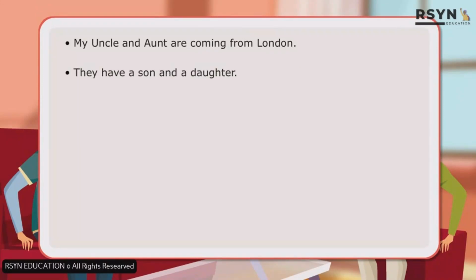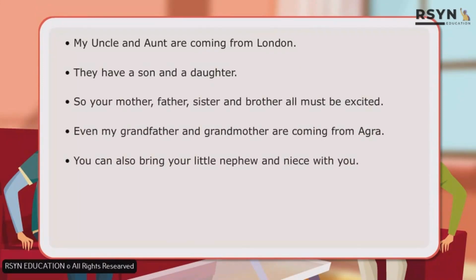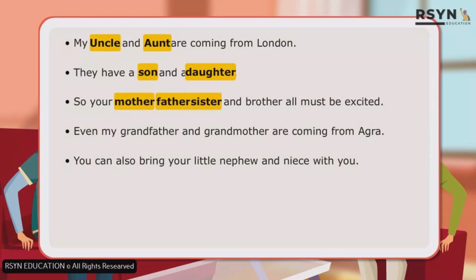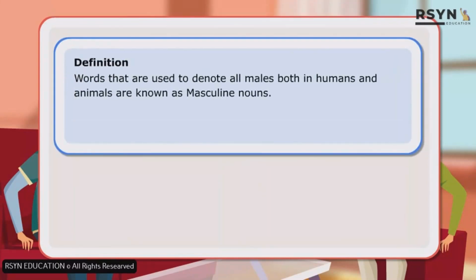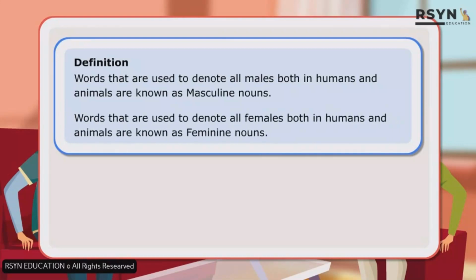In the dialogues, the speakers used different words to denote males and females. The words uncle, aunt, son, daughter, mother, father, sister, brother, grandfather, grandmother, nephew, and niece are examples of masculine and feminine nouns. Definition: words that are used to denote all males, both in humans and animals, are known as masculine nouns. Words that are used to denote all females, both in humans and animals, are known as feminine nouns.